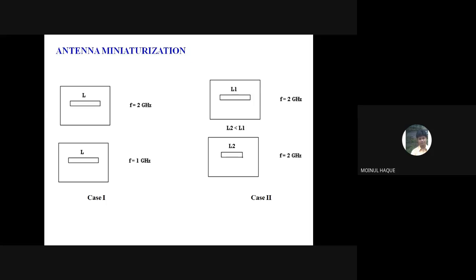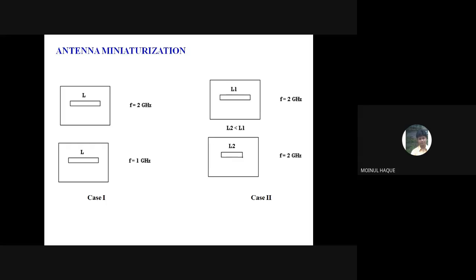The basic things of antenna miniaturization. So please, whether my page number 4 is available or not, Dr. Oniban, please. Yeah, I can see it is available. Yes, sir. Each and every slide, kindly speak out. Okay, sir, thank you.